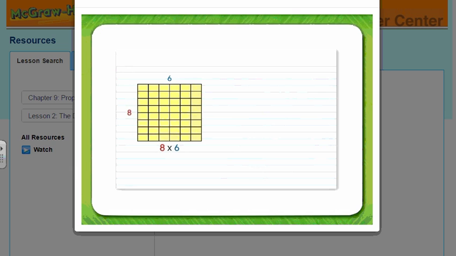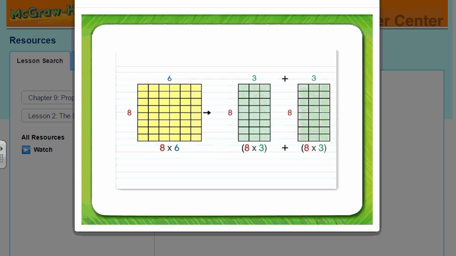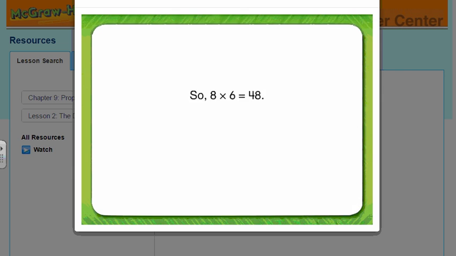Another way is to decompose 6 into 3 and 3. Again, use an array to show 8 times 6. Now decompose 6 into 3 and 3. 8 times 3 is equal to 24. Let's add the products. 24 plus 24 equals 48. So 8 times 6 equals 48. There are 48 wrenches.